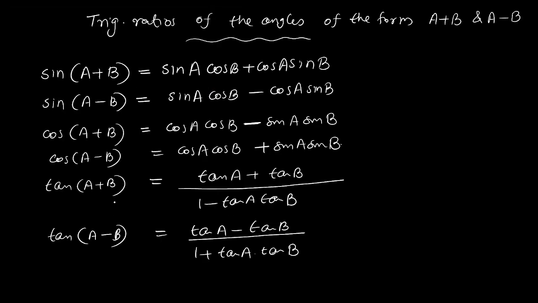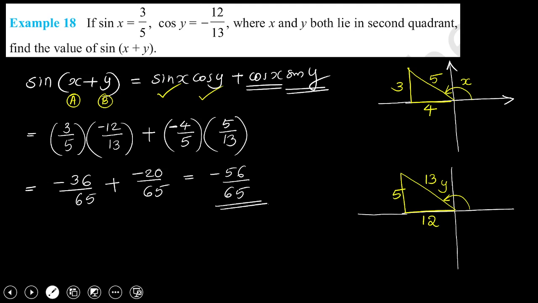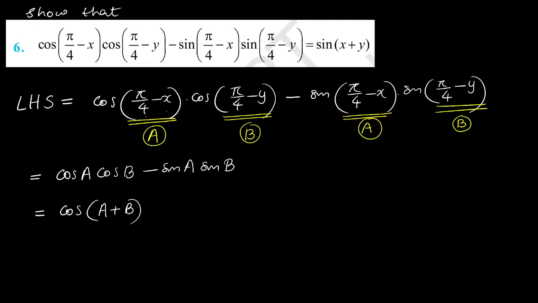By today's class, you must memorize all these 6 formulas. Okay, 6 formulas you have to memorize by today's class itself. Cos A cos B minus sin A sin B is the formula for cos of A plus B. In the case of cos, if it is plus, there is minus. So cos A plus B means cos of A, where A is pi by 4 minus x, plus B, where B is pi by 4 minus y.